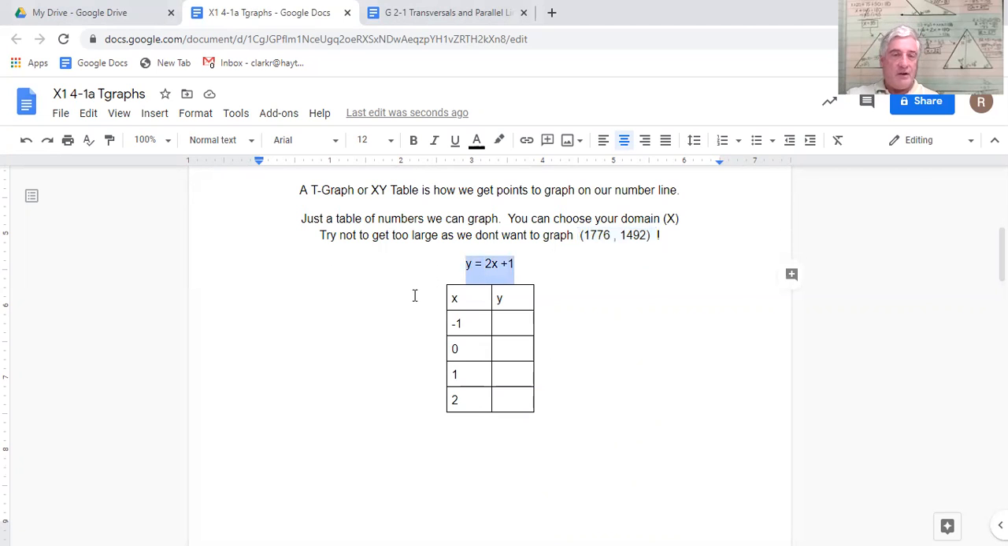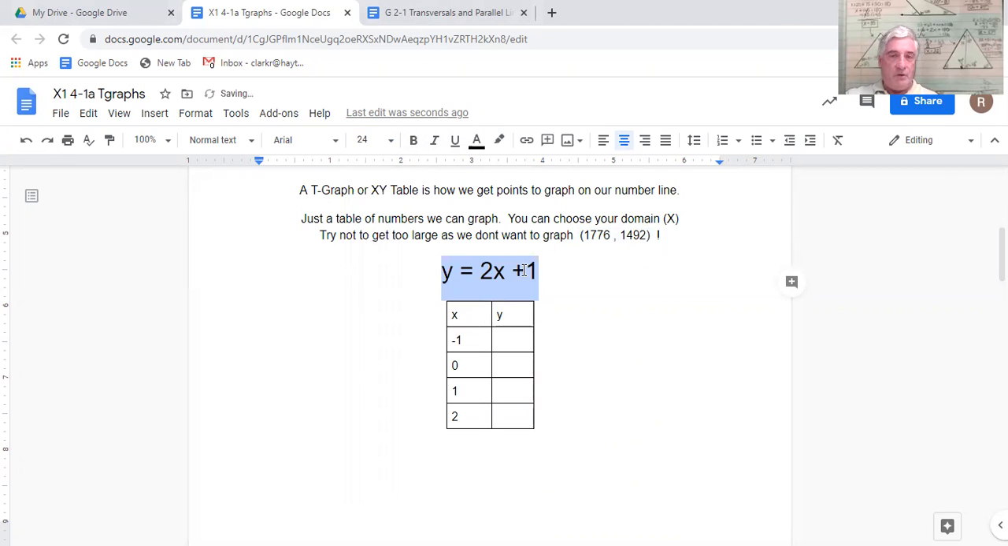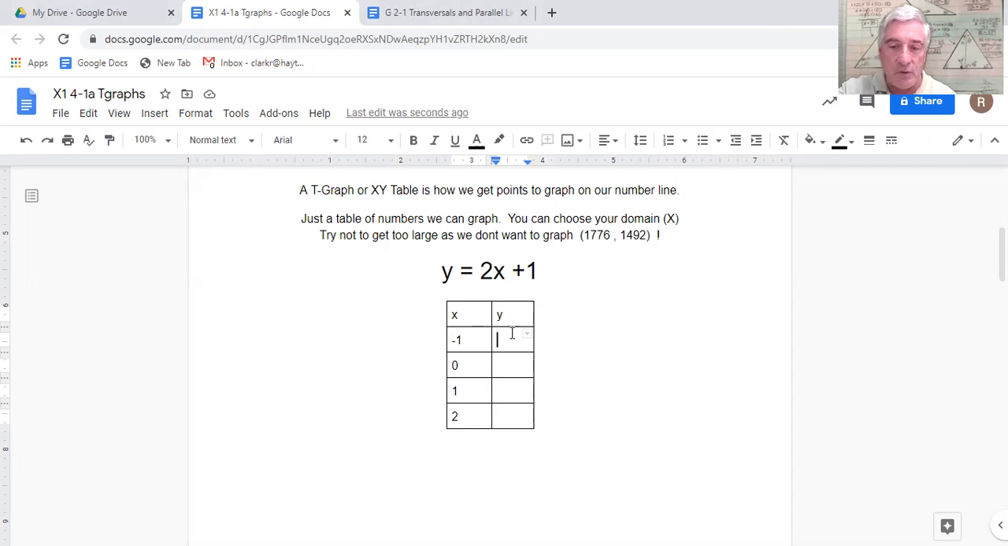Here's our equation. We are going to add 2. No, we're not going to add 2. What are we going to do with 2? We're going to multiply with 2. We're going to add 1. You ask yourself, what are we doing to x, the variable, our domain x? We're multiplying by 2 and adding 1 in that order. So we're going to take our domain here. Minus 1 times 2 is minus 2, plus 1 is minus 1.